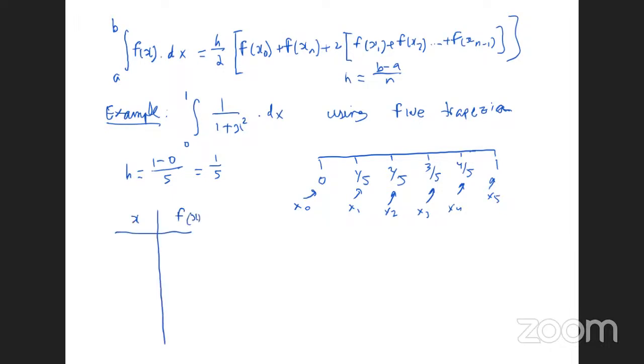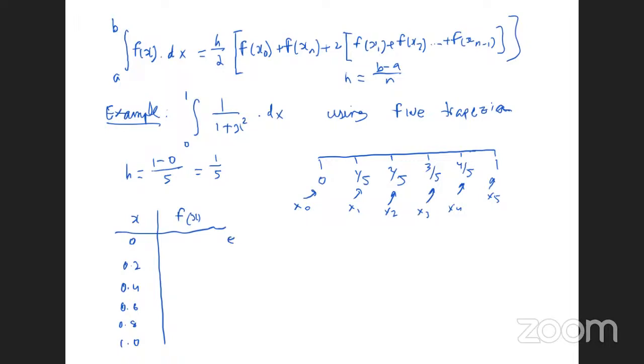Nice and easy. We know the x values, right? So that's 0, 1/5. Here I won't write it as a fraction. I'm going to put it as a decimal, just to help me out a little bit with space. 0.2, 0.4, 0.6, 0.8, and 1. How do we find f of x now?